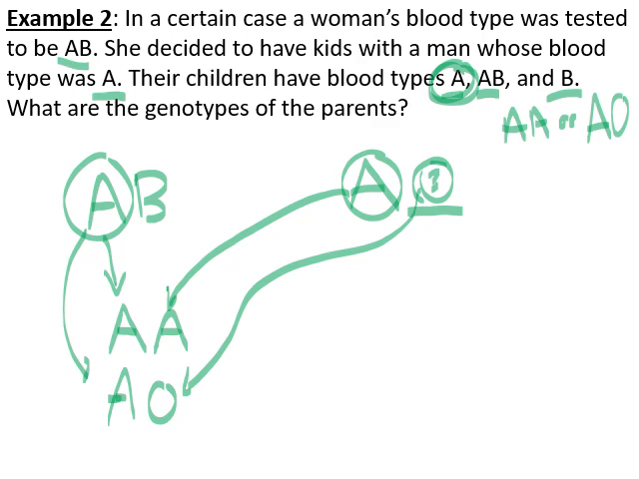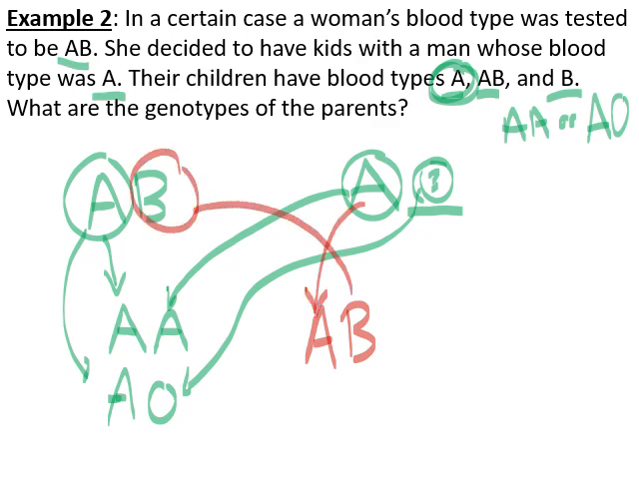Let's look at the next possibility. So type AB for the second child. If that is the case, it could have inherited the A from the father and the type B from the mother. The father doesn't have any type B, because if he did have a type B, he would be type AB, but he's just type A. So that could have been a possibility as well.